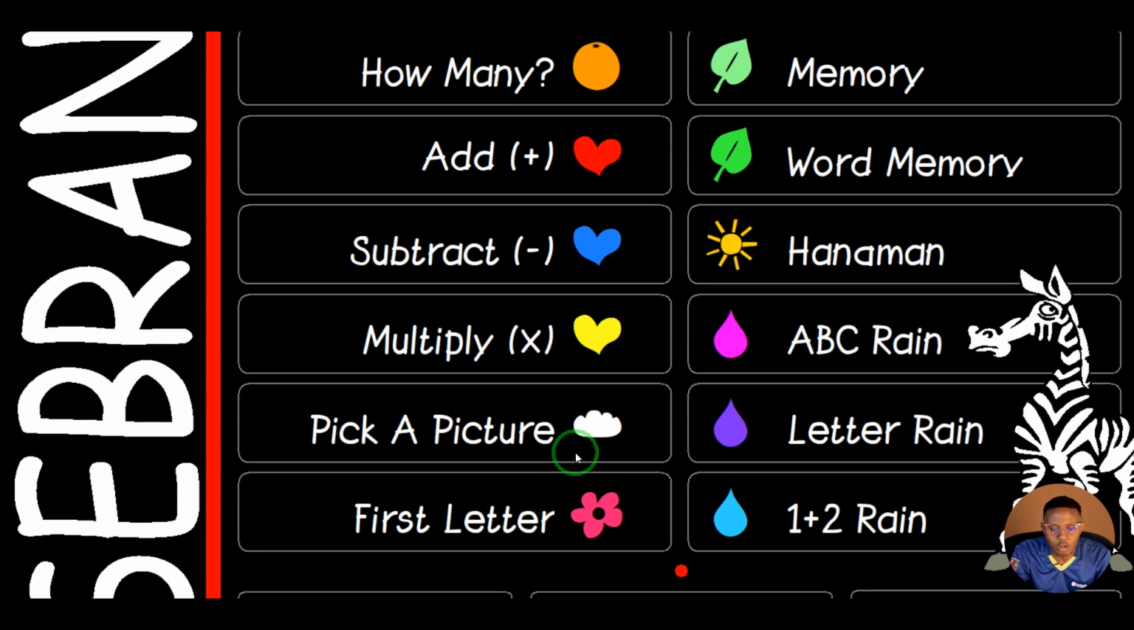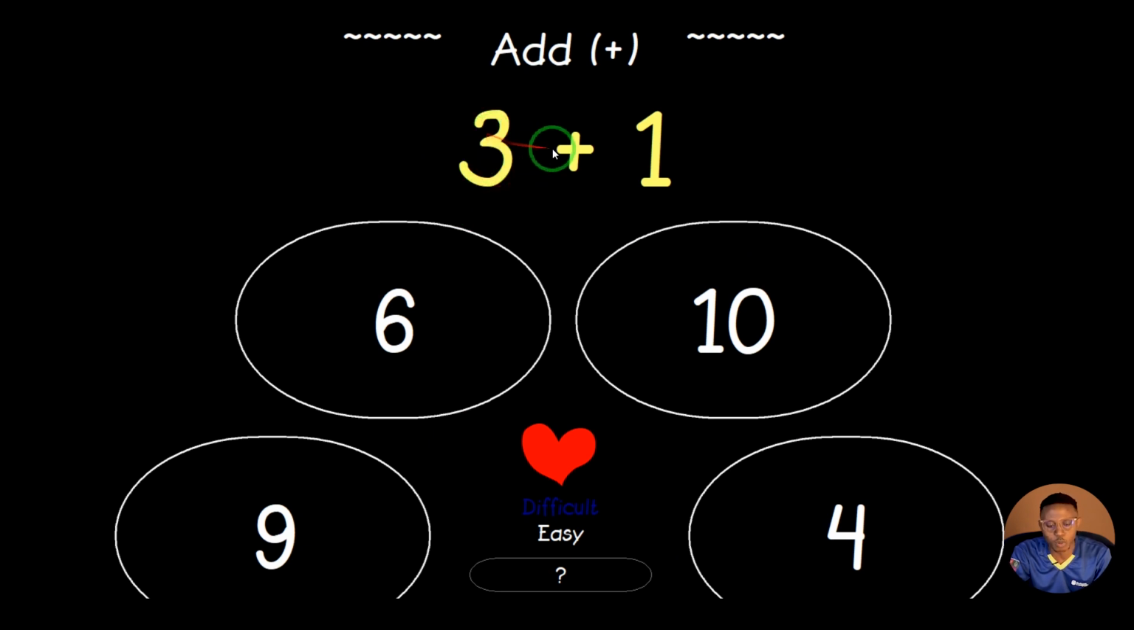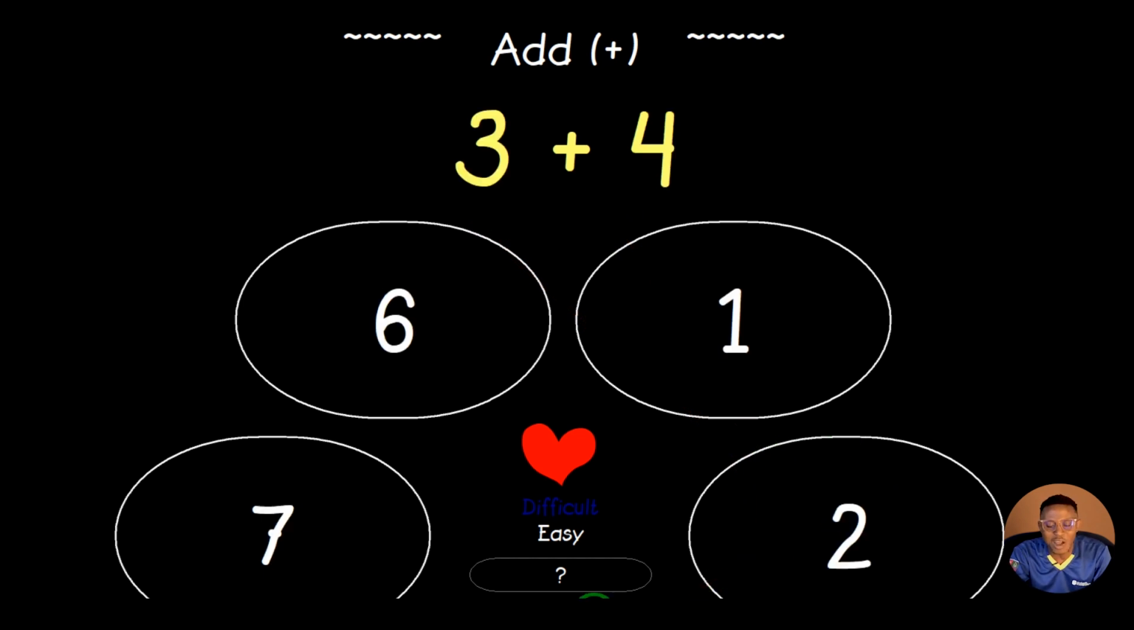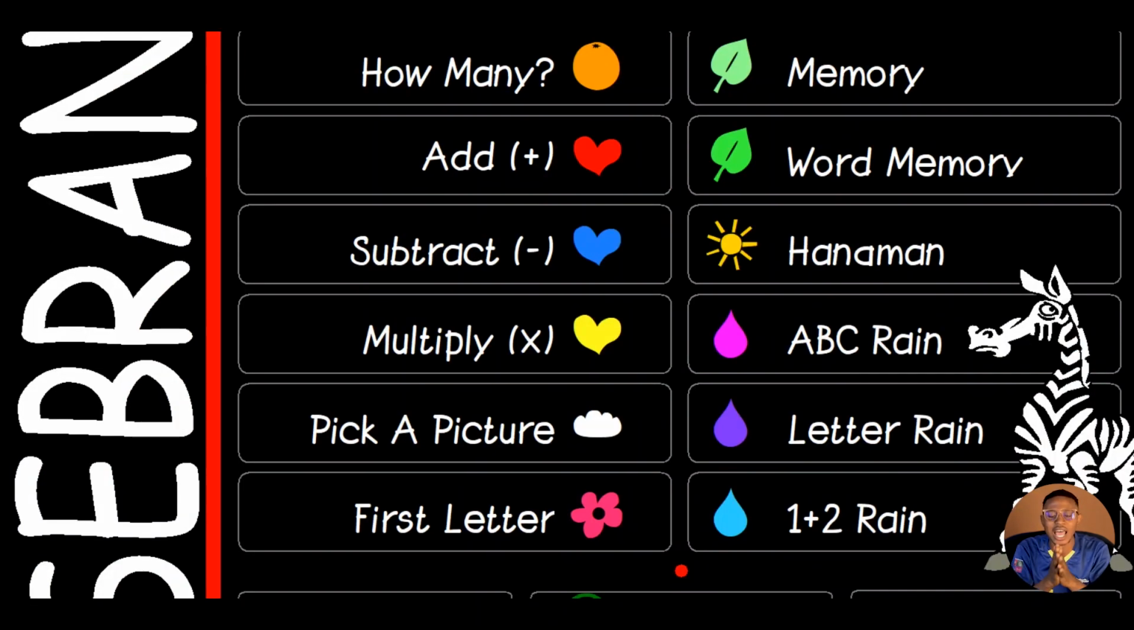So let's do one more activity before I show you something else. So let's work with add. So what do we have here? 3 plus 1. We have 3, we have 1. 1, 2, 3, 4. So we move the mouse cursor to number 4 and click on it. Excellent. 4 plus 5 is what? 9. And this is number 9 right here. So guys, I want you to download this application and have fun with it.